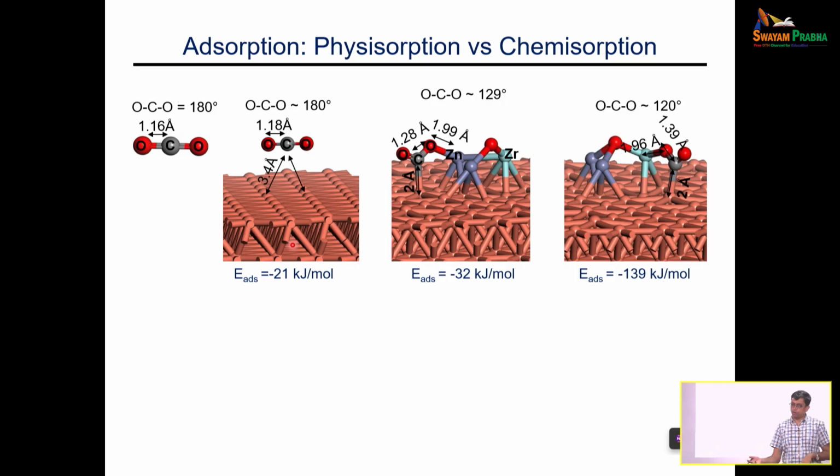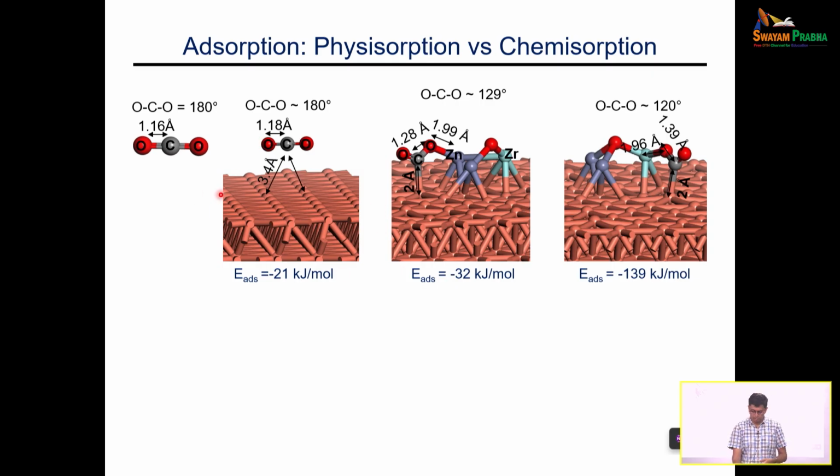This is a CO2 molecule. In the gas phase, it's a linear molecule. This is carbon, you have two oxygens. That's a 180-degree angle, and the carbon-oxygen bond is approximately 1.16 angstrom. Small variations are possible. Think about everything else apart from the CO2 that you see as a catalyst or an adsorbent.